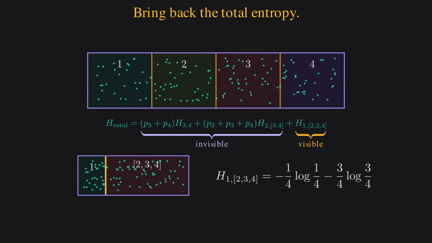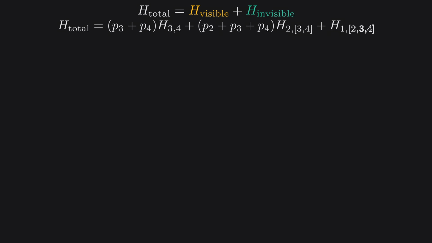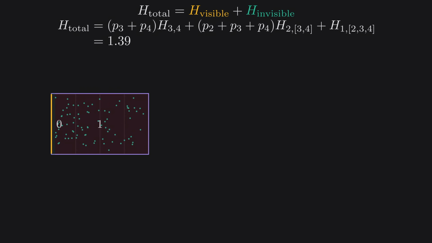In other words, the total entropy can be divided into the visible part and the invisible part. So the visible entropy is smaller than the whole entropy. It is a part revealed by the partition we are able to observe. And this is how we interpret entropy in information theory. Using this interpretation, we can look at the other two examples.